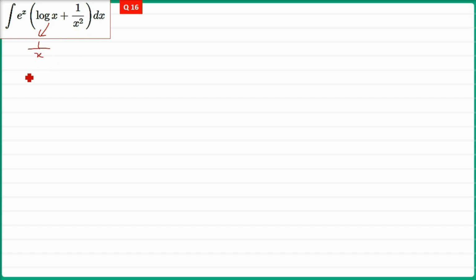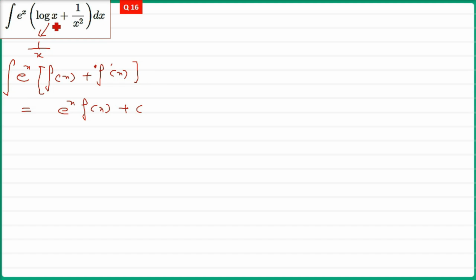So we have to devise a plan so that we can get this e raised x (fx plus f dash x). This is the result which we are following in this exercise. So this is directly equal to e raised x fx plus constant of integration. So we have to have a 1 by x. So we'll insert it and we'll try to separate this whole integral in such a way that we are able to apply this result.